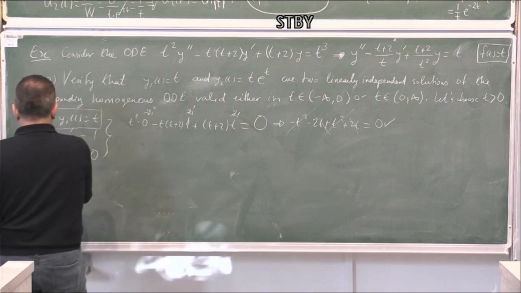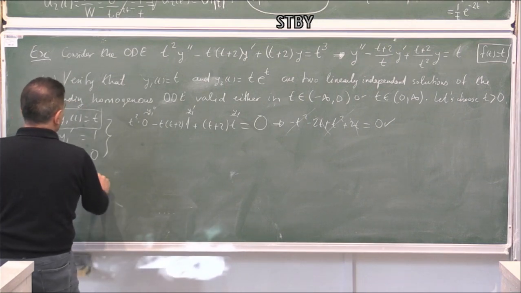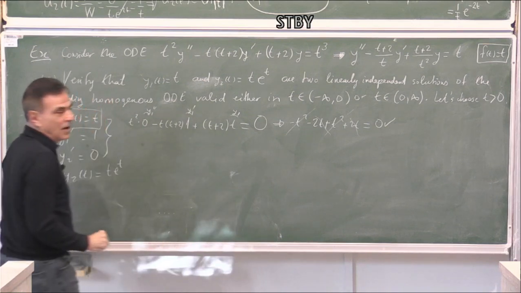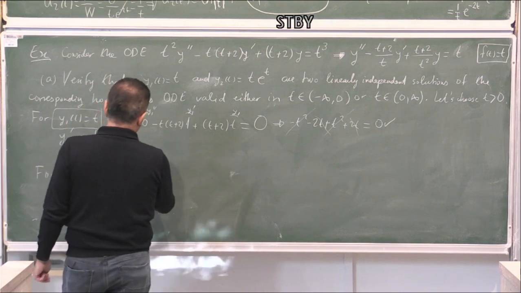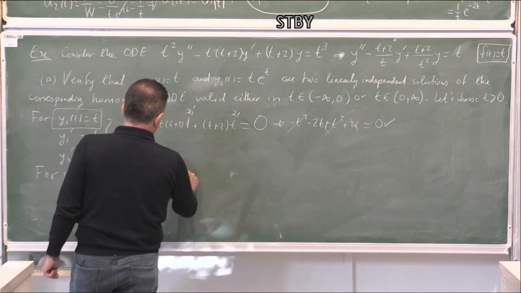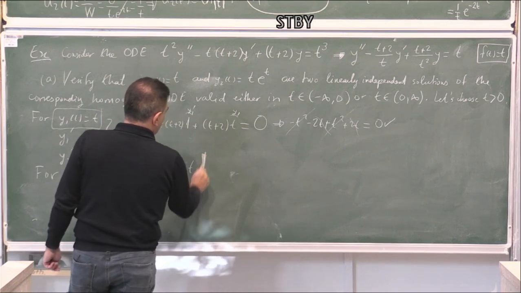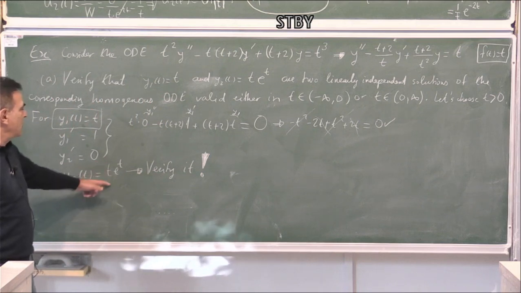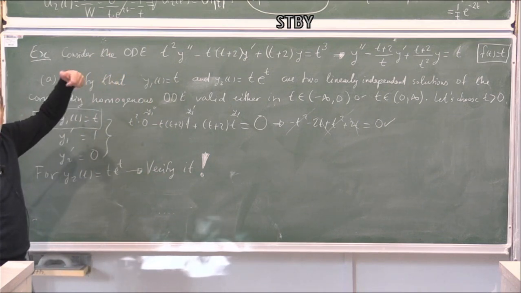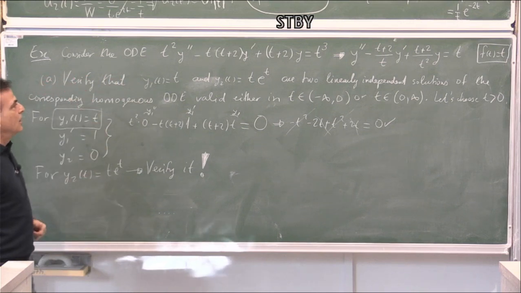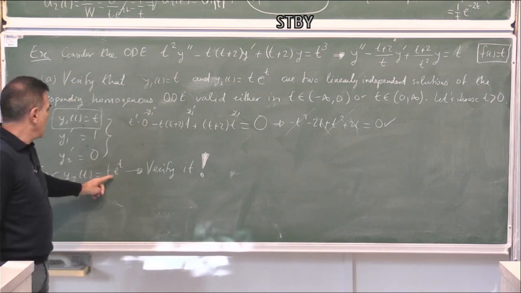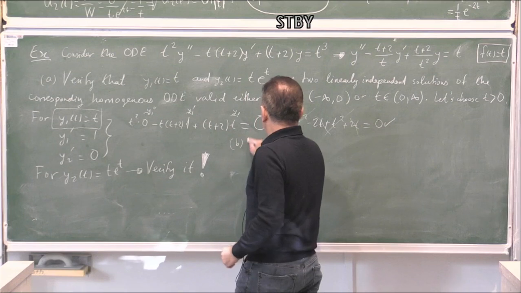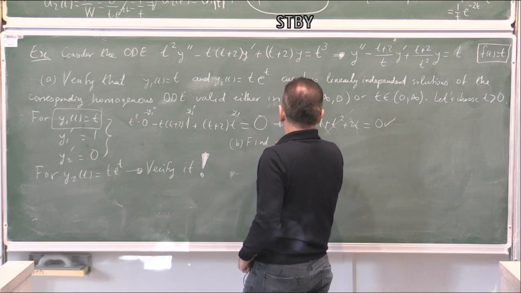Similarly, for y2 equal to t e to power t, okay? I verify it. You may verify yourself that take the first derivative, second derivative, and substitute into the homogeneous equation, okay? Not the non-homogeneous equation. You will see that this is indeed a solution. Okay, so part B: find a particular solution.